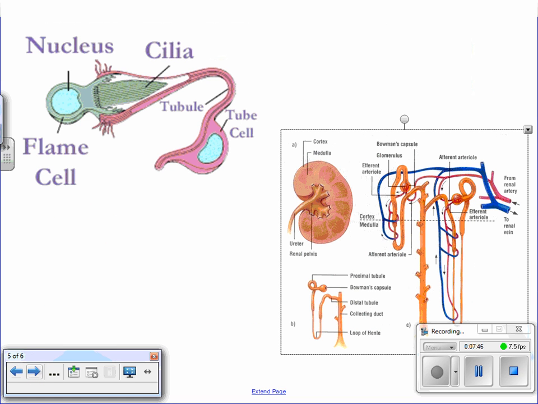Next, we'll talk about a few other methods of excretion. One we talked about when we went through the taxonomy chapter with flatworms, or flame cells. Flame cells were touched on a little bit. I just want to review that again.